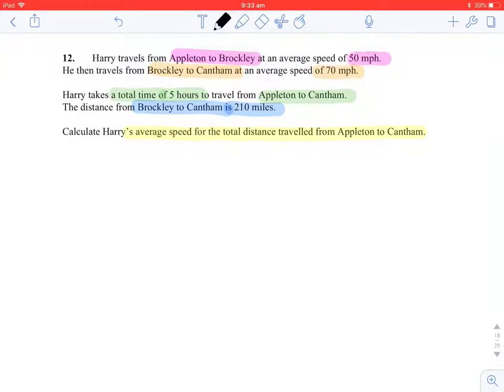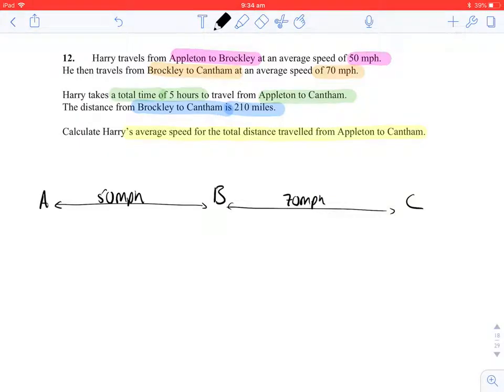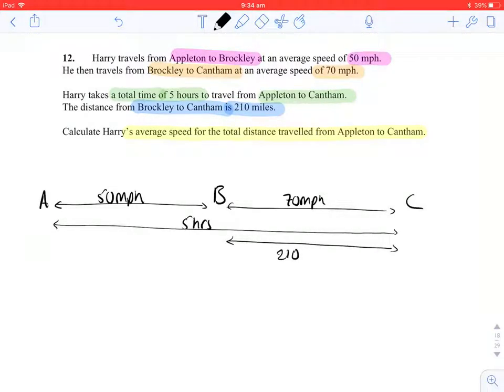So what I would do is I would start up by saying A for Appleton, B for Brockley, and C for Cantham. So what we know is that A to B, that part there, was a speed of 50 miles per hour. We know that B to C was a speed of 70 miles per hour. We then know that the total was 5 hours, so this entire journey here is 5 hours. And we know the distance from Brockley to Cantham is 210 miles. So we know that is 210 miles.